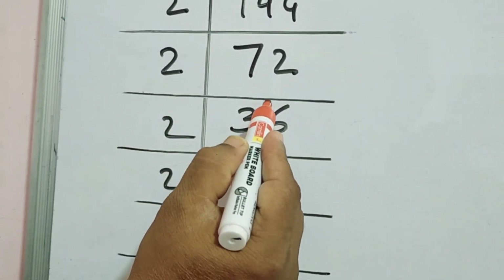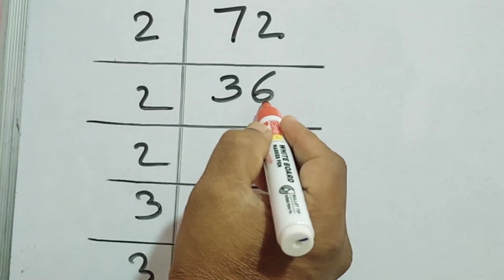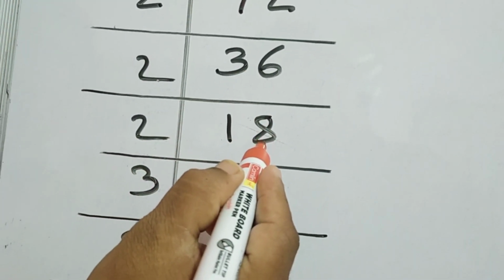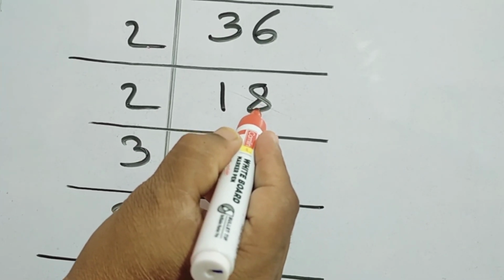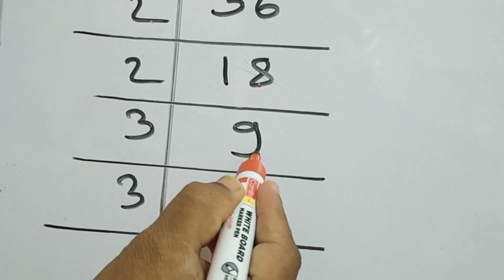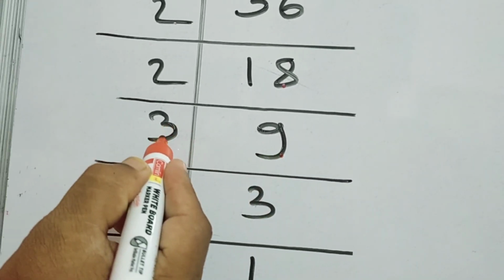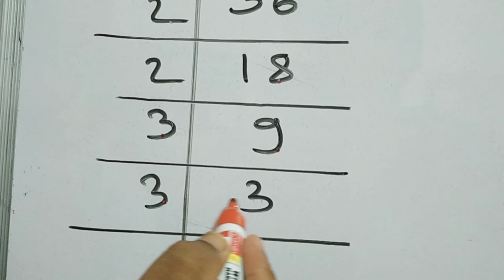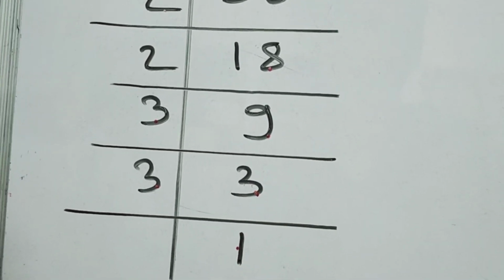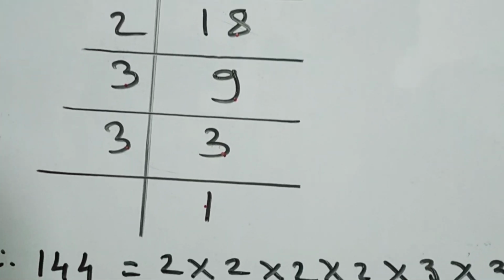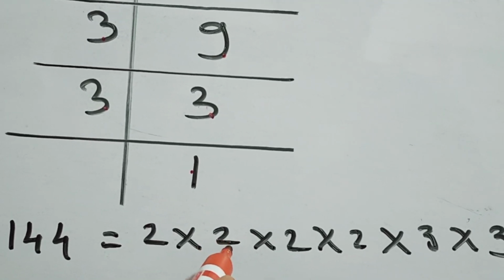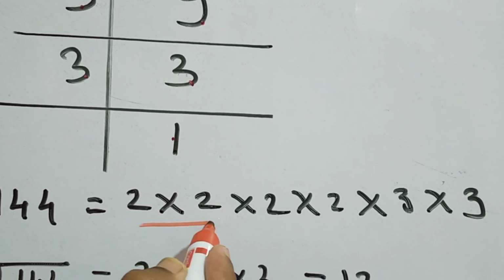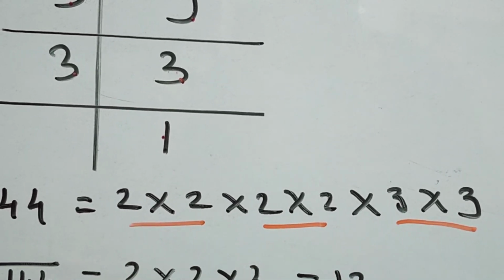2 36s are 72. Here 6 is even, so we can divide 36 by 2. So 2 18s are 36. 8 is even, so divide 18 by 2. 2 9s are 18. 9 is divisible by 3, so 3 3s are 9. 3 is divisible by itself, so 3 1s are 3. So in this way find all factors and write here 144 equal to 2 into 2 into 2 into 2 into 3 into 3. Then make the pairs of same factors.